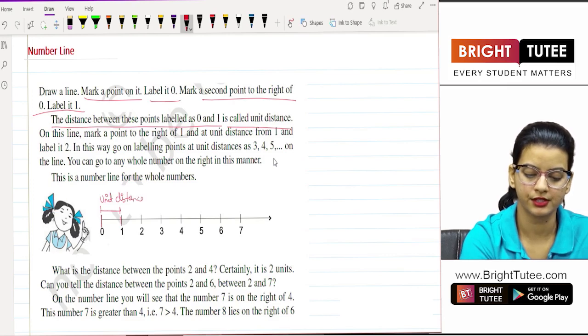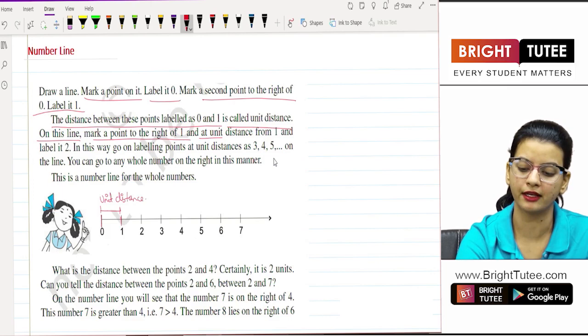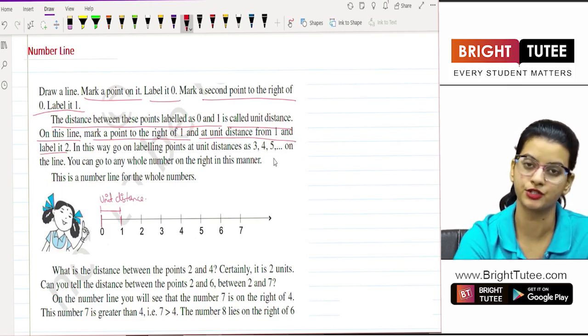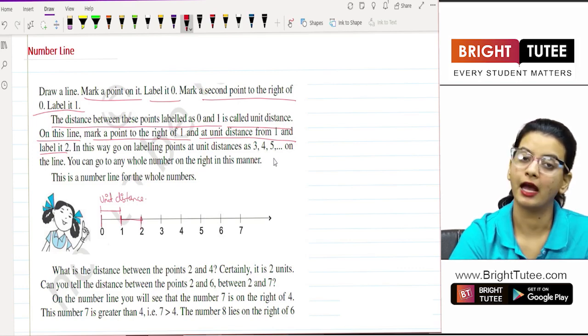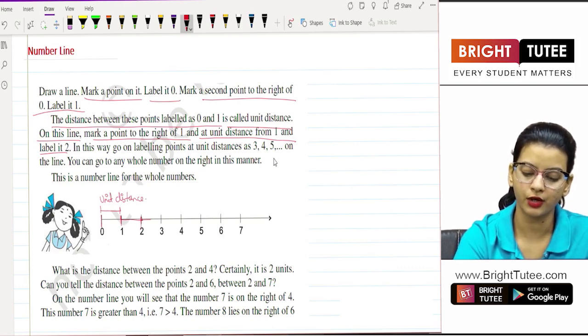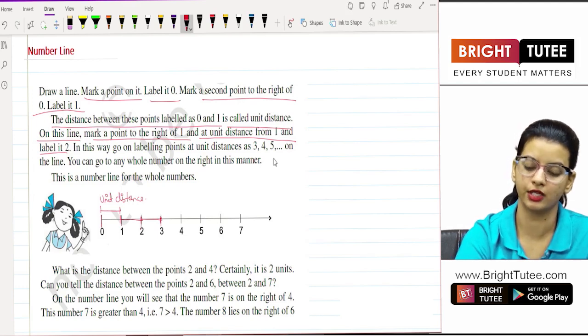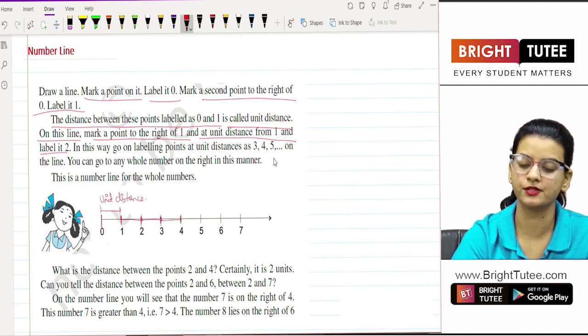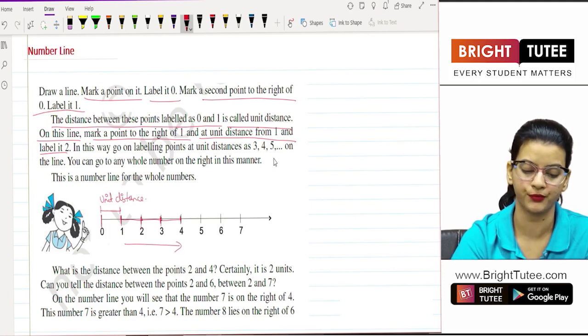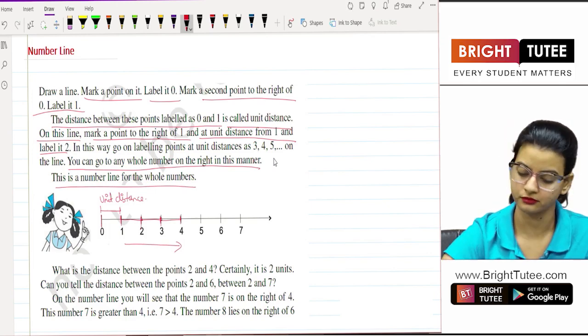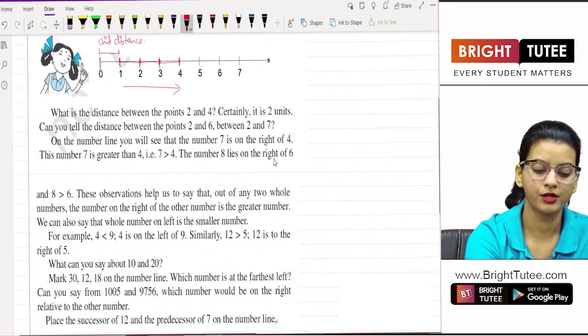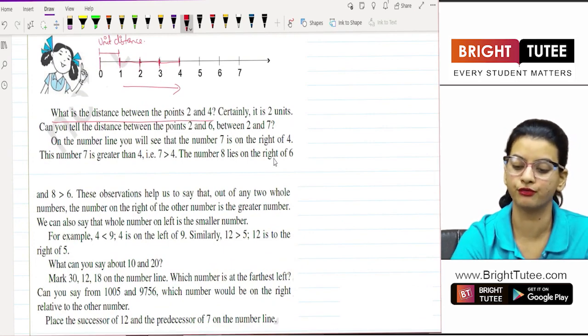Now on this line, mark a point to the right of 1 and at unit distance from 1 and label it 2. So to the right of 1, we mark another point at unit distance. This is 2. Then another point at unit distance. This is 3. Then another at unit distance. This is 4 and this is going to continue. So you can go to any whole number on the right in this manner. This is a number line for the whole numbers.